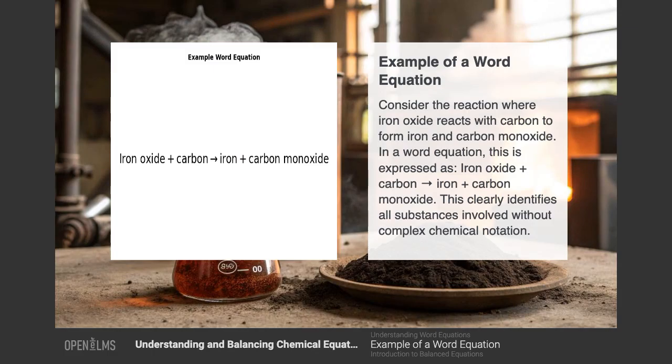Example of a word equation. Consider the reaction where iron oxide reacts with carbon to form iron and carbon monoxide. In a word equation, this is expressed as iron oxide plus carbon produces iron plus carbon monoxide. This clearly identifies all substances involved without complex chemical notation.